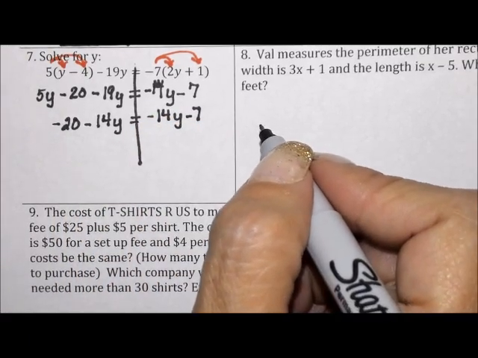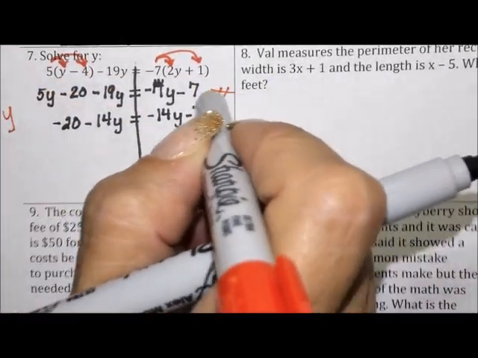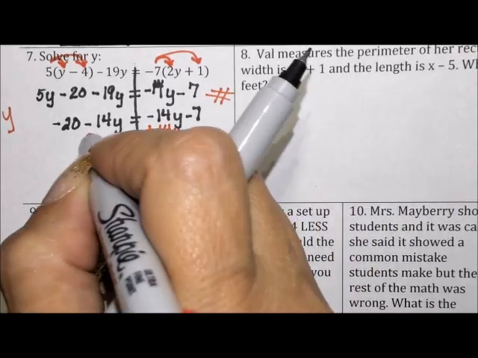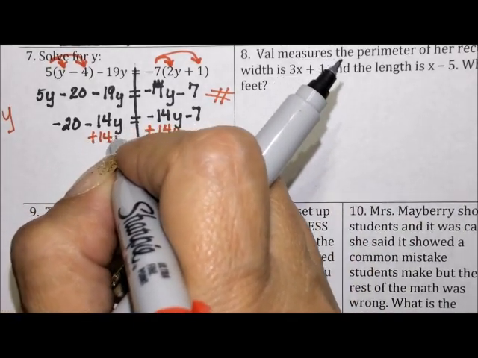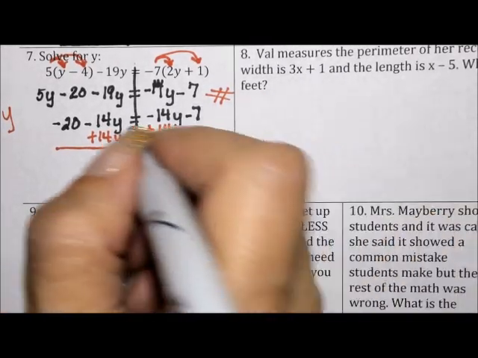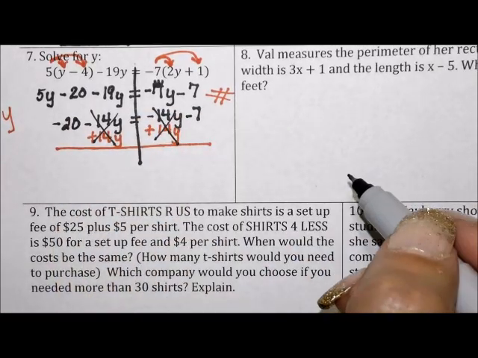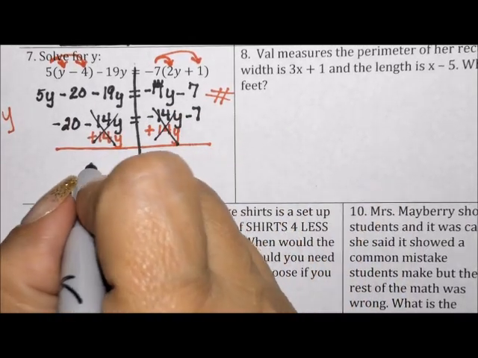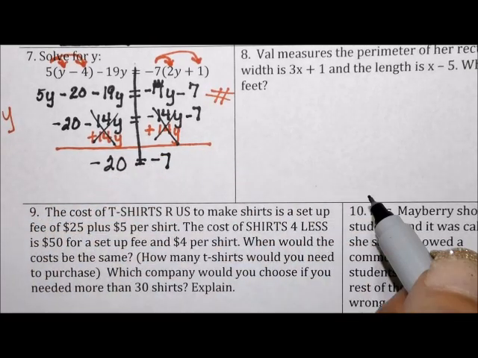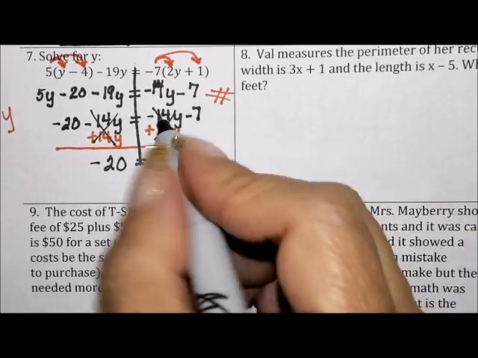Do you see what's going to happen? I'm going to move my y's over here, my numbers over here. So I'm going to add 14y to both sides. What's going to happen? Can you tell? That's gone. That's gone. Those are 0. That means that what I'm left with is negative 20 equals negative 7. Can that happen? No. That is a false statement.